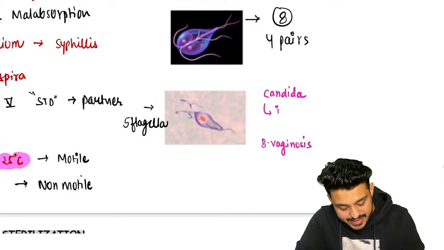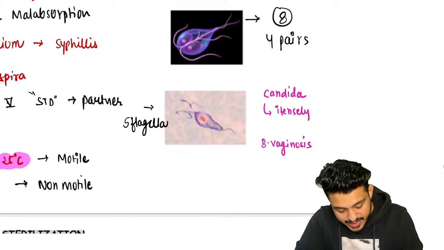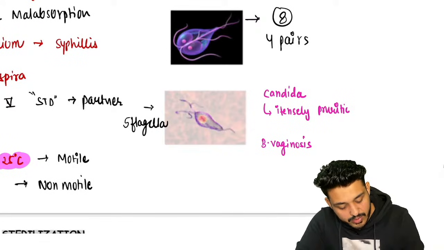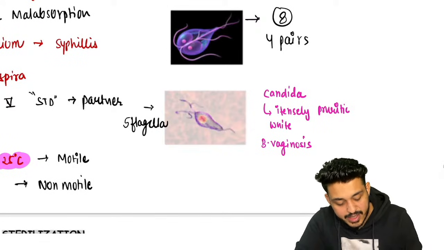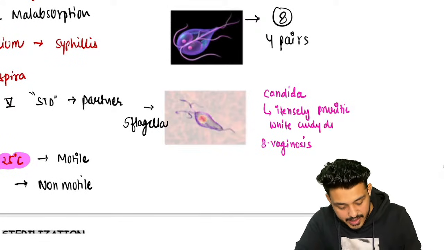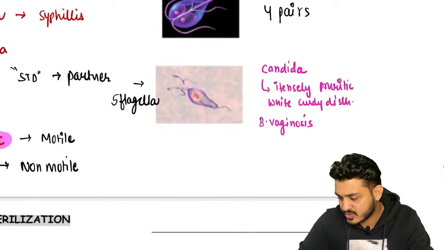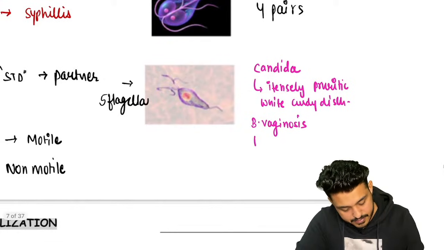Candida, remember, is going to have intensely pruritic lesions. The person will have intense itching, along with a thick white curdy discharge, right? Drug of choice for this particular thing is going to be what?